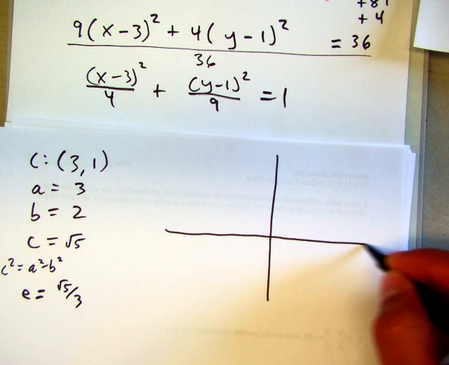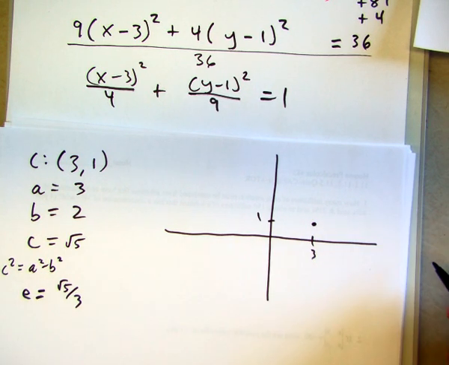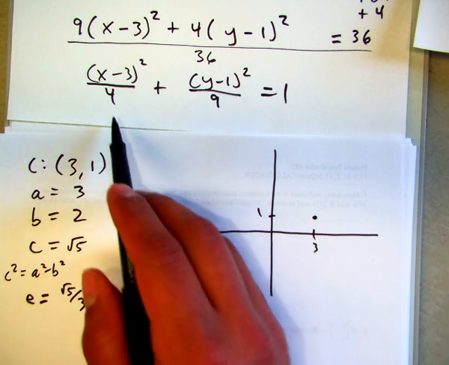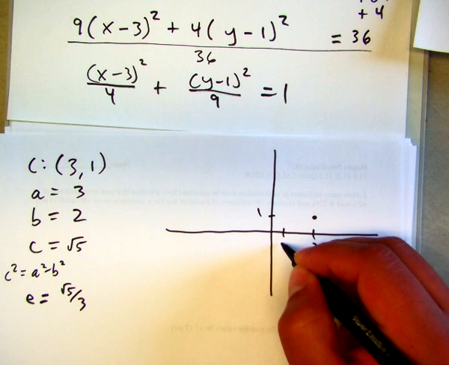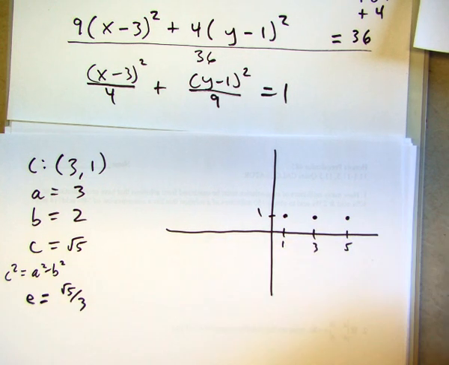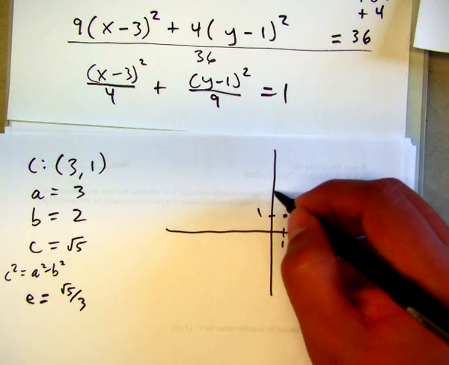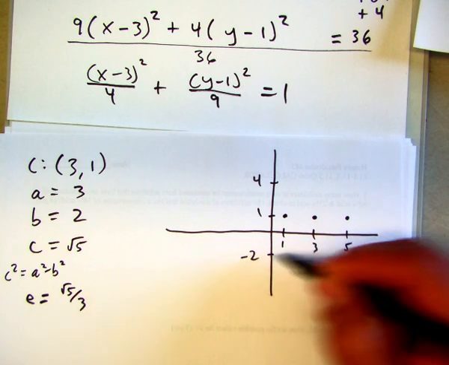So the center is at 3, 1. How far do I go in the x direction? In the x direction, you go 2. So we're going to be at 1 and at 5, right? And in the y direction, we go 3 up and down from the center. So now we're up at 4 and down at -2. Good.